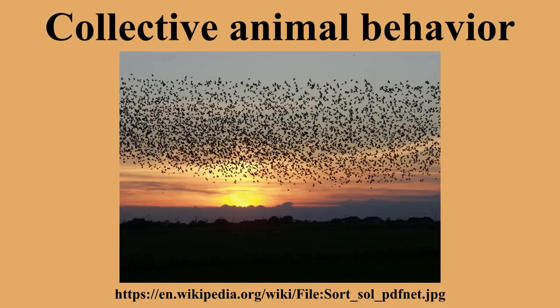Density may not be a constant throughout the group. For instance, starling flocks have been shown to maintain higher densities on the edges than in the middle of the flock, a feature that is presumably related to defense from predators.